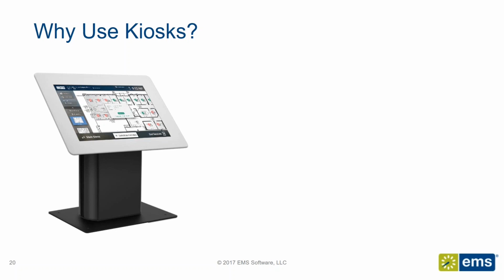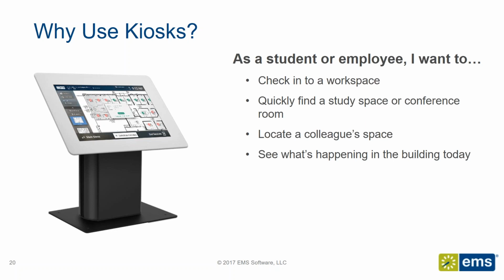As a student or an employee at your university, you may want to check into a workspace. You have made a reservation using the web app or the Outlook add-in, and it has rules where you have to check in, so you can check in from the kiosk app. You may want to find a study space or a conference room. In your student center where many rooms are available, instead of walking across many floors or a fairly large area, students can use a single EMS kiosk, typically deployed in a lobby or entryway, to find what's available and reserve it.